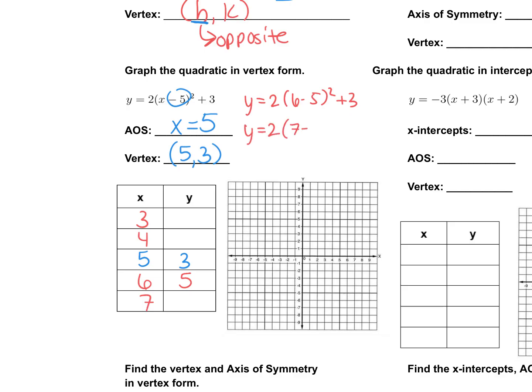So I have 2 times (7 minus 5) squared plus 3. Throw it in your calculator, and you'll get out 11. So remember, this works as a mirror. So these y values would also be 5 and 11. So now I can go ahead and graph. So I'm at the point (5, 3) for my vertex. And then I have (4, 5) and (6, 5), and then (3, 11), which is off our graph just a little bit, and then (7, 11) off our graph just a little bit. And here is our first quadratic.